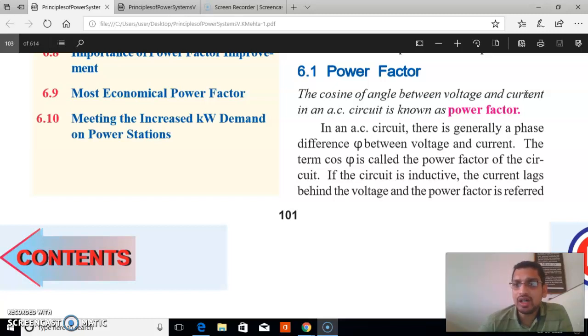The lagging power factor occurs when we connect a pure inductive load. When we connect a pure inductive load, the current lags behind the voltage by an angle of 90 degrees. And suppose we connect a capacitive load in the power system network, then the leading power factor occurs. In this case, the current leads the voltage. So that is the power factor and the different types of power factor.